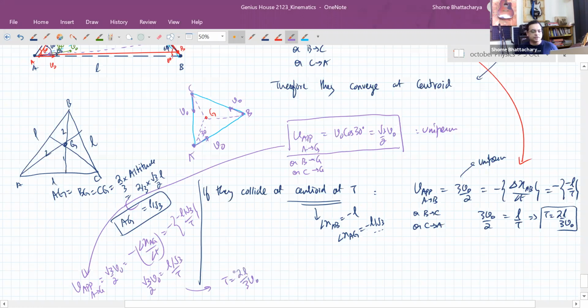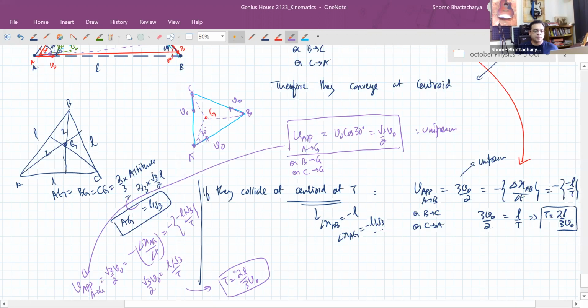This is another way to visualize that each of the particles is moving in a very complex kind of way, but such that its component of velocity towards the centroid is always remaining fixed. It's remaining root 3 by 2 V naught. So the time at which it reaches the centroid will be the initial distance it had from the centroid divided by that velocity. So that is L by root 3 divided by this.